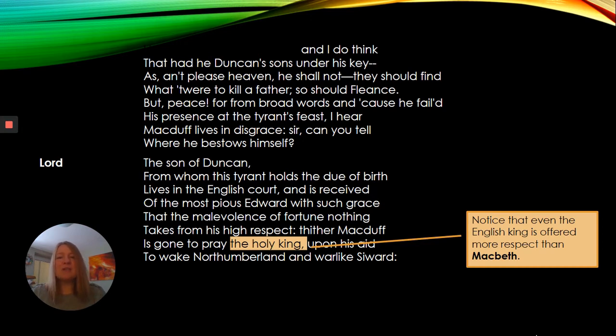And it's almost like their lack of description of Macbeth tells us that they don't really recognise him as king anymore. So even though he's got the crown and he's got the throne and he has the role, the Lords of Scotland don't seem to recognise him in that role anymore. And we're going to see why in a moment.